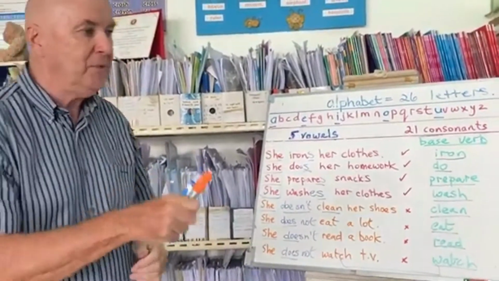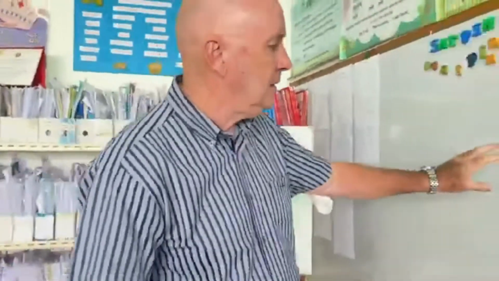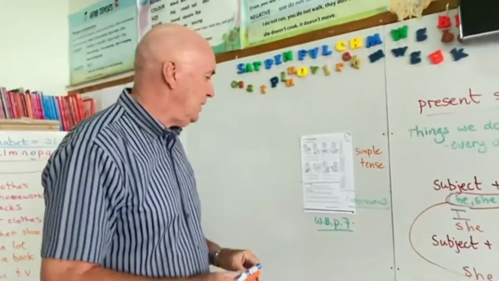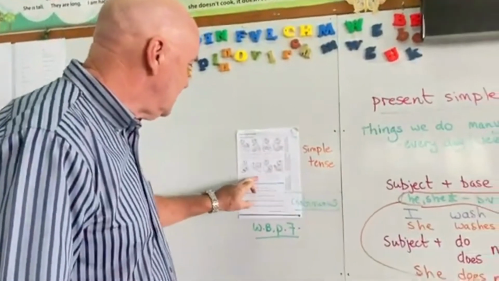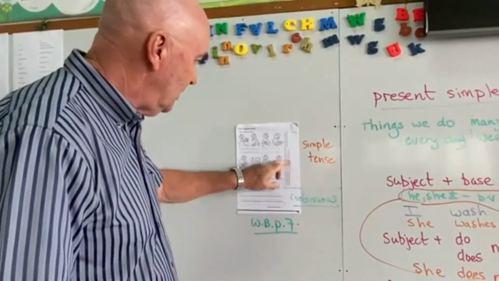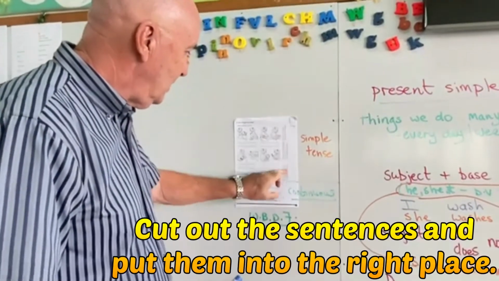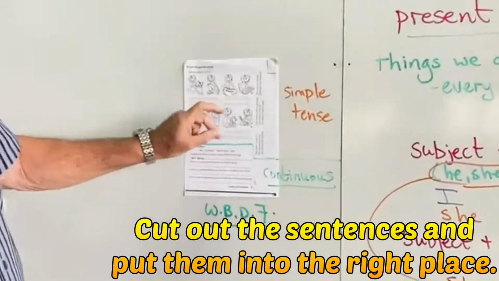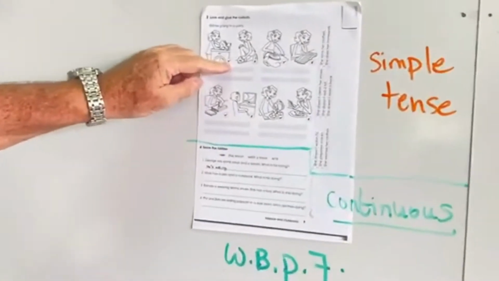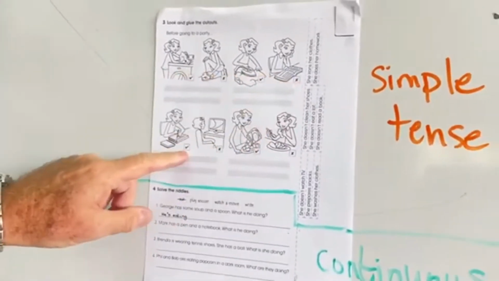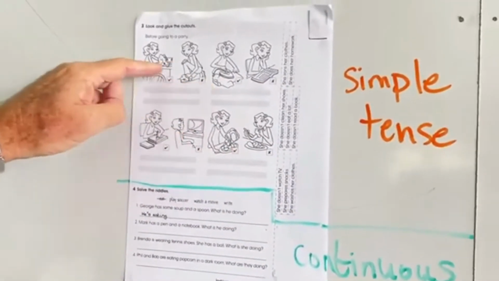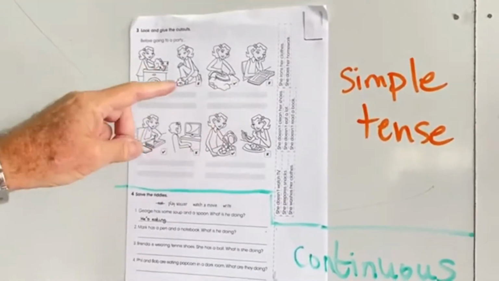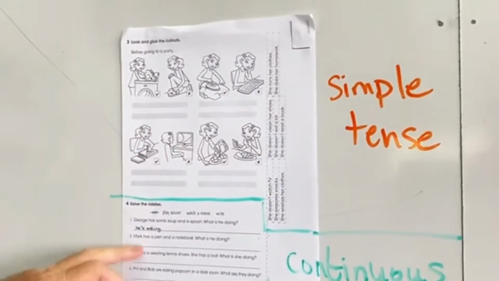Okay, so let's go back to our workbook page. So here look, you've got 8 sentences. They're all there. You've got to cut them out, put them into the right place, saying yes or saying no. Okay? Yes or no. And then choose the right one. Okay, let's look at the second one.